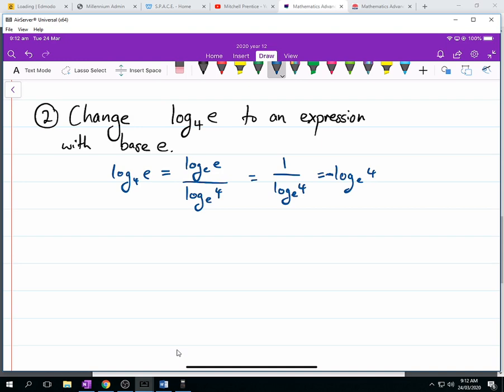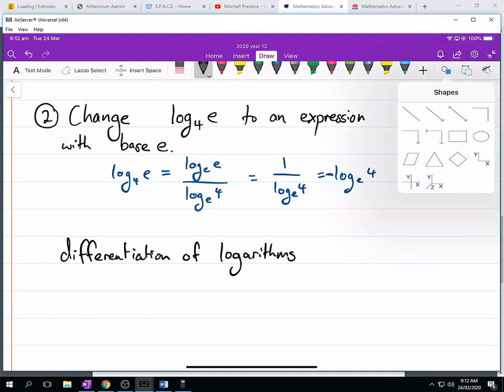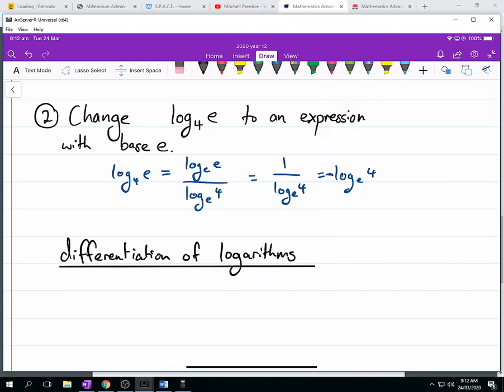Okay, so our heading is differentiation of logarithms. Okay, so please have this down. Let's get some practice.